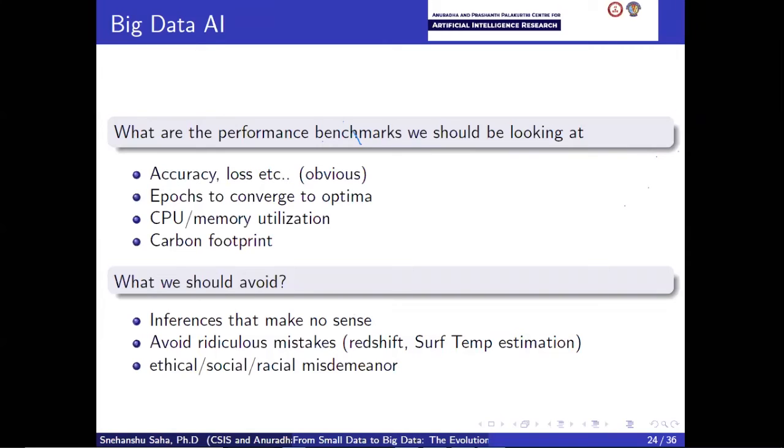And then there is also this aspect which I don't have the expertise to talk about. I am outraged by it, which is the ethical, social, racial misdemeanor that some of the big data AI algorithms are actually throwing at us. And the MIT tiny image dataset is one example. There are plenty of other examples as well. So with this, I would like to stop.